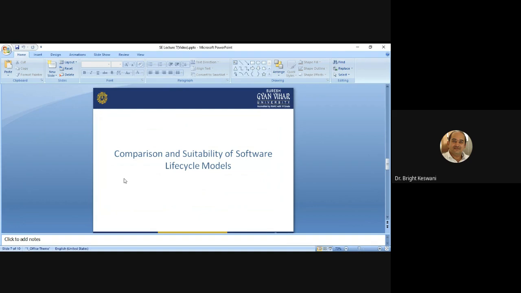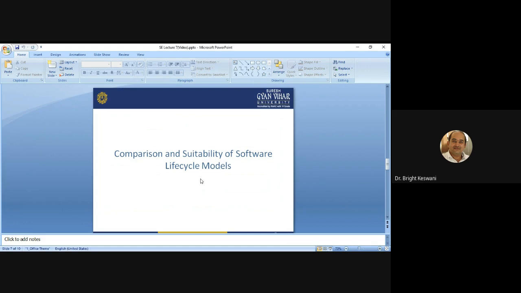Now we will make a comparison and suitability of software lifecycle models. We have learned various software development lifecycle models. We have learned their advantages and disadvantages or limitations of each and every model. So now we have to compare all the models with each other.